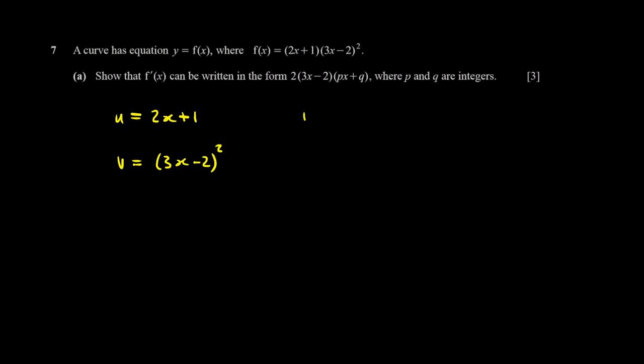And we've got to differentiate these. So u prime is just 2. V prime, well, we've got to use the chain rule. Right, so I've got to take that 2. I'm going to differentiate the big bracket. So bring the 2 down to the front and reduce that power of 2 by 1. So I get 2 bracket (3x minus 2) to the power of 1. And then what I do is I differentiate the bracket on the inside. So I differentiate 3x minus 2, I get 3. And so I multiply through by 3.